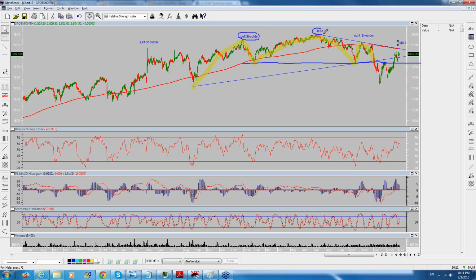Right shoulder, and this is the right shoulder. This is the head. So one is a break, the neckline, the support, it breaks going down, and you realize the left shoulder is most of the time a reference for the left shoulder, right shoulder resistance line.